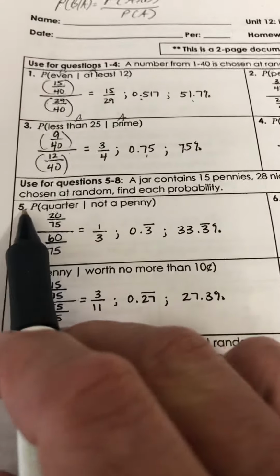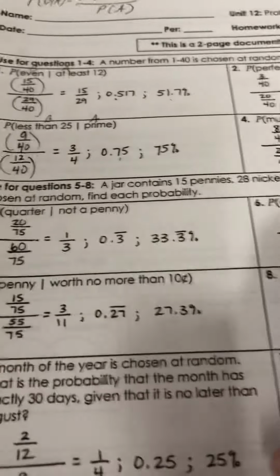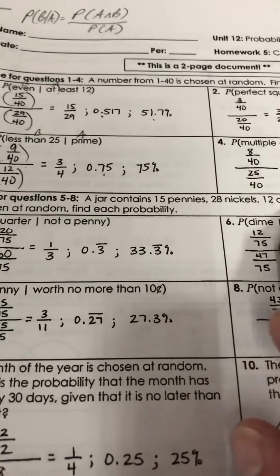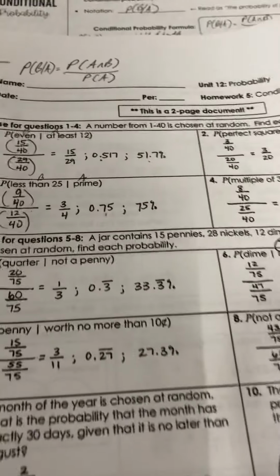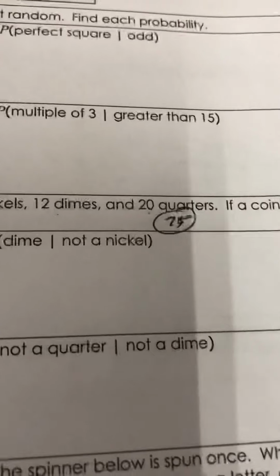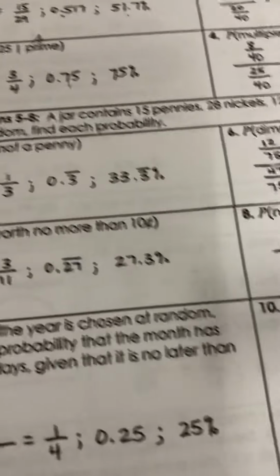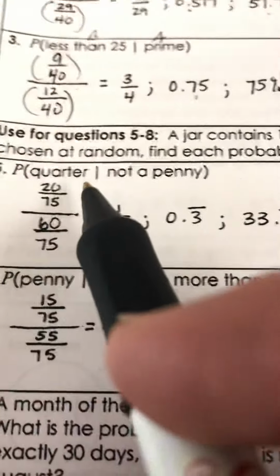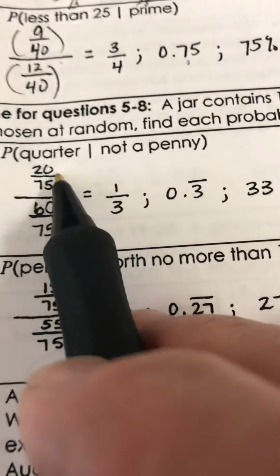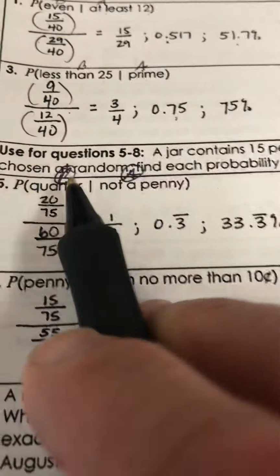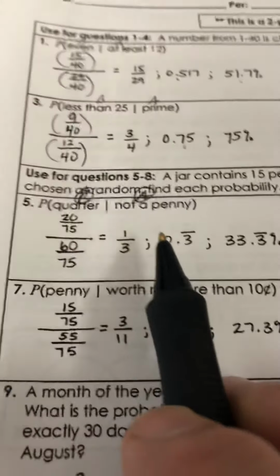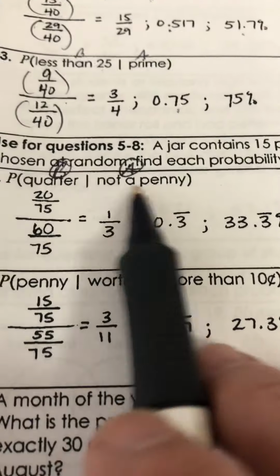Moving on to number 5, we're working on these pennies, nickels, dimes, quarters. Altogether, I believe that there are 75. When I was doing this earlier, yeah, there's 75 altogether. Okay, so when we have quarter, not a penny, remember this is B and this is A. I know it's hard to see, but B, A, because I'm writing right over other letters, B and A.